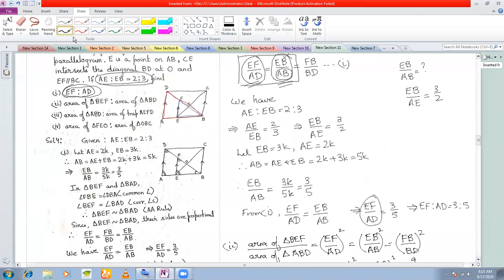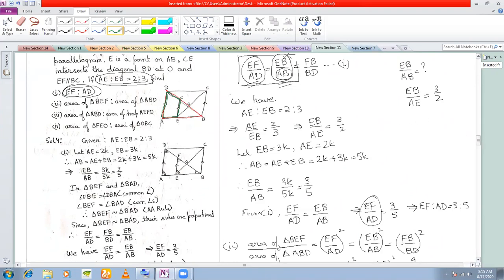Area of triangle ABD is to area of trapezium AEFD. Let's see which triangle and which trapezium they are talking about. Area of triangle ABD. Okay, so they mean this triangle. ABD means this red triangle. Fine. And is to area of trapezium AEFD. Here trapezium AEFD means this green trapezium. Okay, this green one. How to find the ratio of the areas of these two?